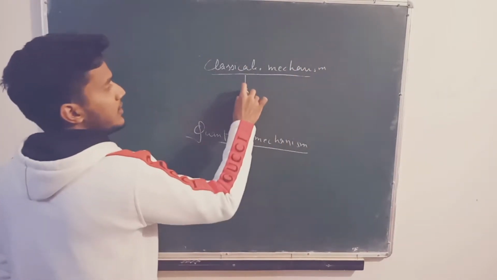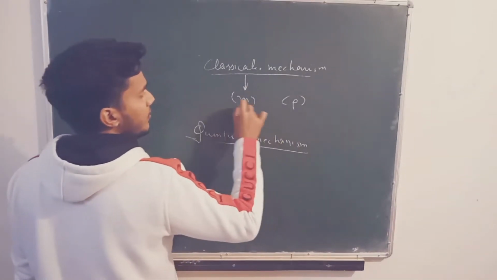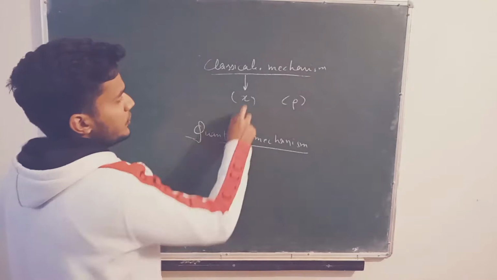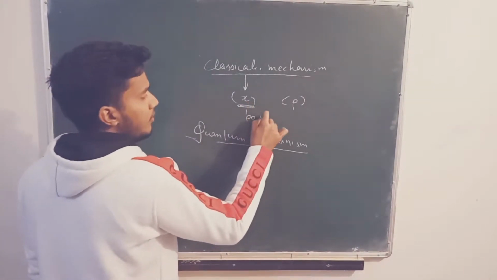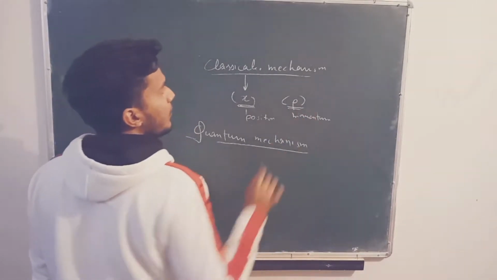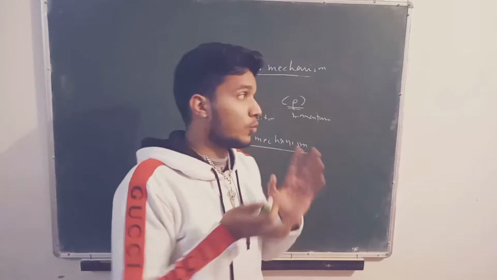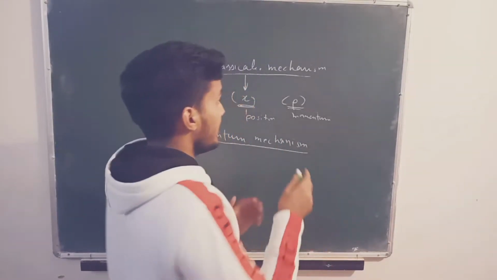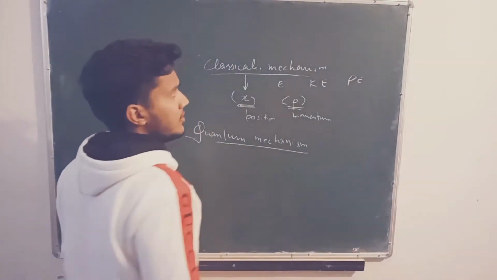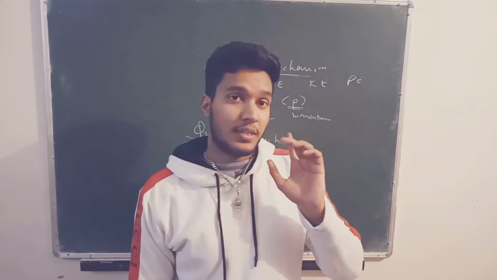If we discuss classical mechanics, there are two things, x and p. If we know the position and the momentum, then we can find any type of energy or any physical quantity related to classical mechanics. As I say, we can find kinetic energy, we can find potential energy, or other quantities related to this mechanics.